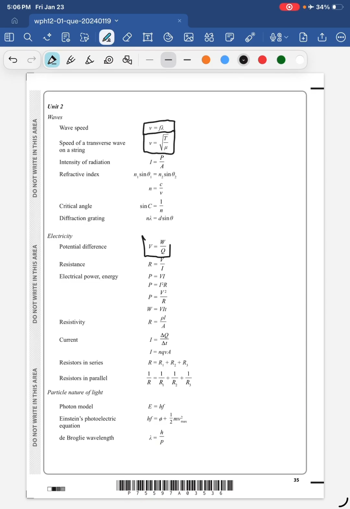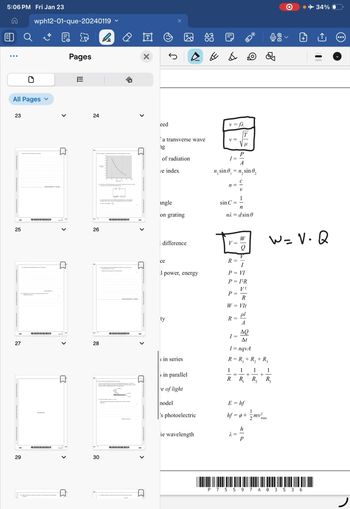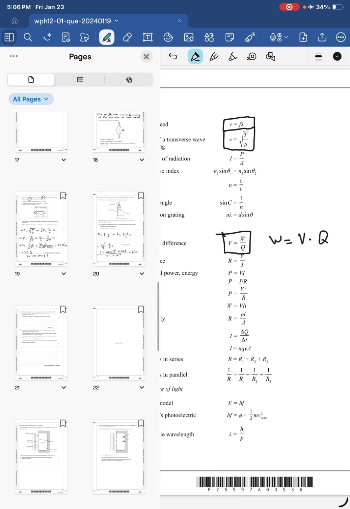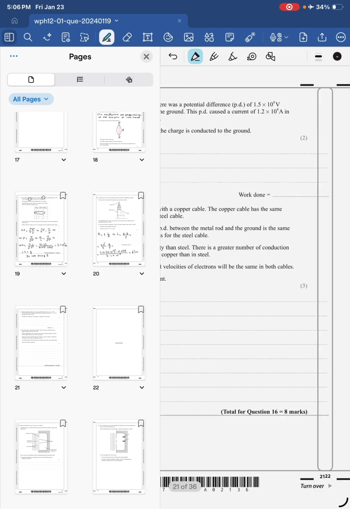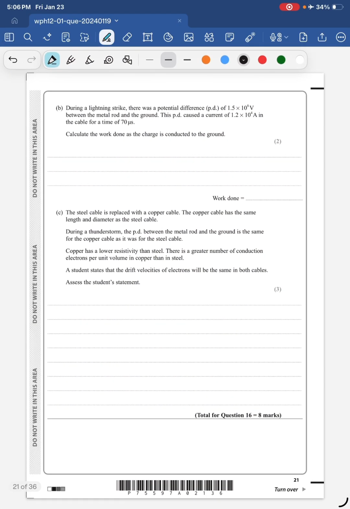Okay, they give you this formula. So the work done is voltage times charge. This is what I will use, and this is what I have in my notes. I wanted to double check that this makes sense.